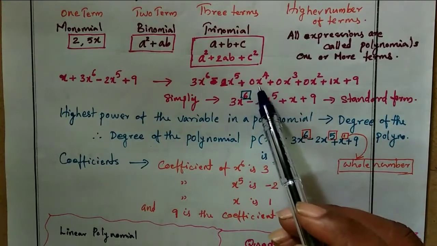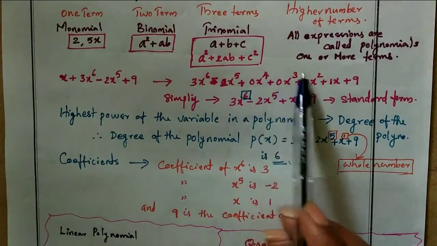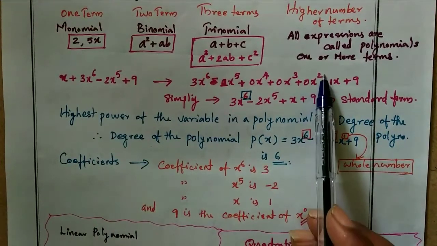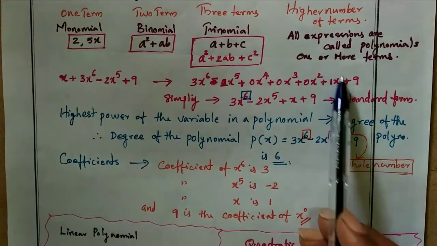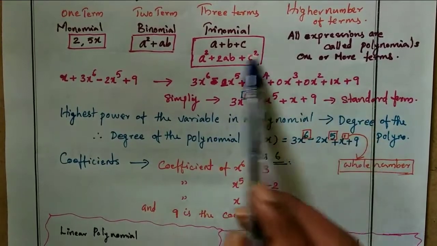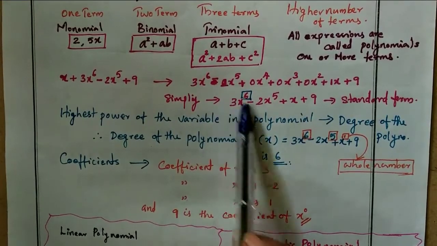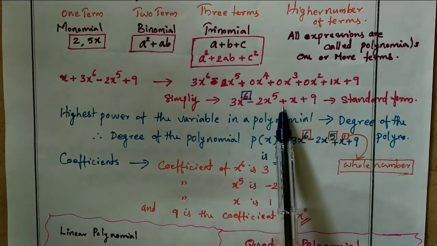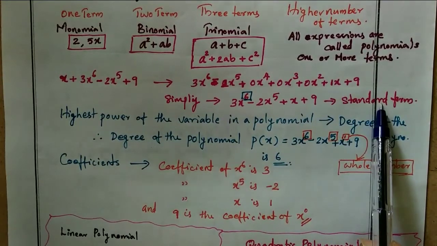Here we have no x raised to 4, so we have to adjust with 0. So 0 x raised to 4. Next 0 x raised to 3. There is no x raised to 3 power. Then 0 x square plus x raised to 1. So 1 into x, that is x raised to 1, plus the last constant term, that is 9. So this is the standard form of the polynomial. Simply we can say 3x raised to 6 minus 2x raised to 5, then we have the 0 terms, no need of writing them, plus x plus 9. It is called the standard form of the polynomial.